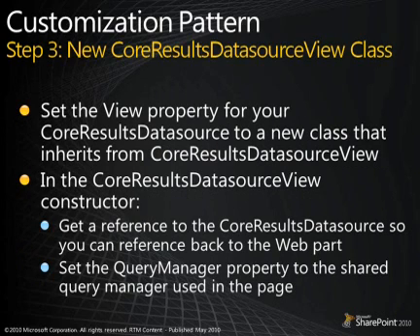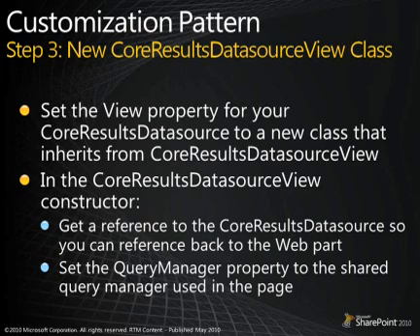So our last step is to set up the view. We want to create the custom class, which derives from core results data source view. For those keeping count at home, this is about 3 custom classes that we've created, but it's really not that much code when you think about it, and I'll show you more in the demo. Once we've instantiated our custom data source view class, we set it as our view property on the custom data source.